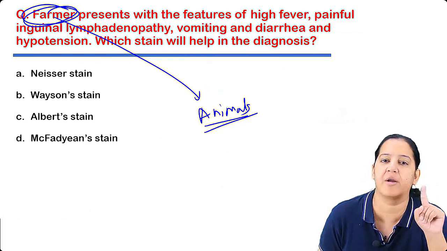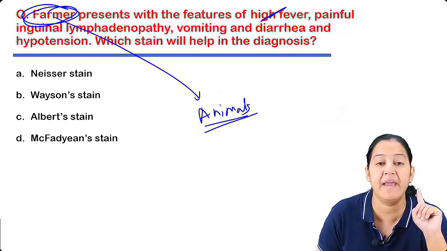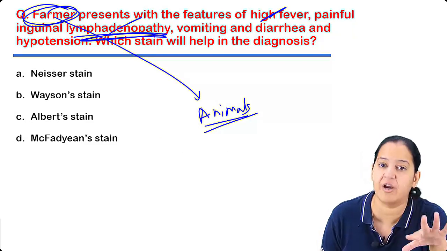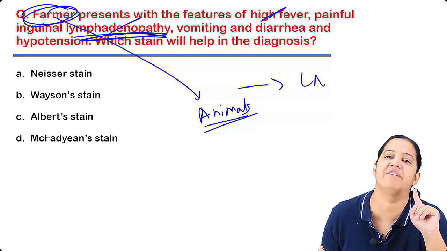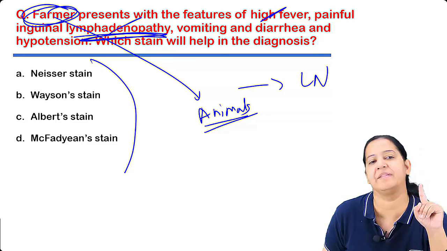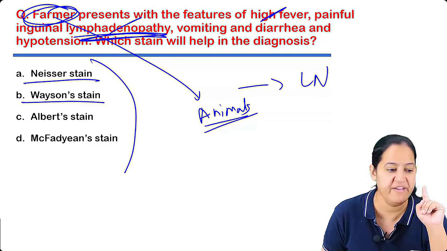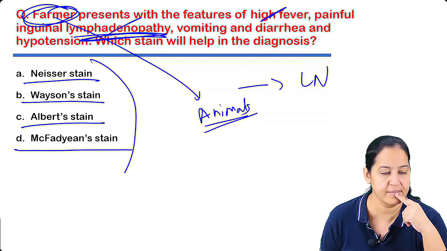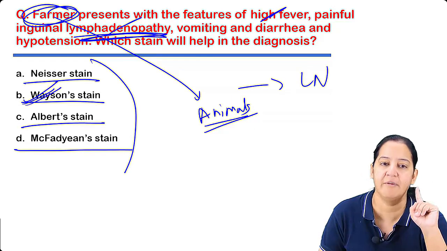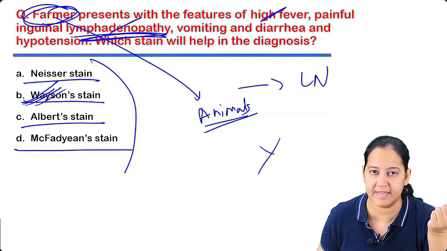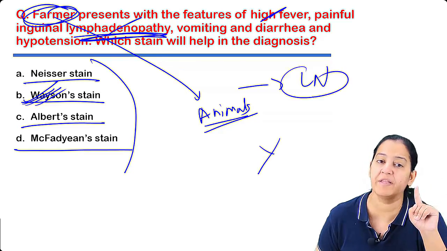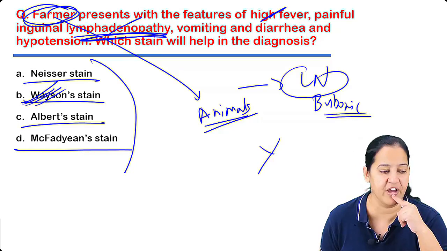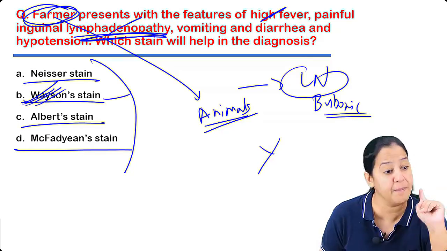So the farmer has fever and painful lymphadenopathy. Which stain will help in the diagnosis? Is it Nizar, Vason, Albert, or McFarlane? What is the correct answer? Vason stain. The diagnosis is Yersinia, obviously. Lymphadenopathy means he is having bubonic plague. The farmer has bubonic plague, so on Vason stain bipolar staining will be seen.